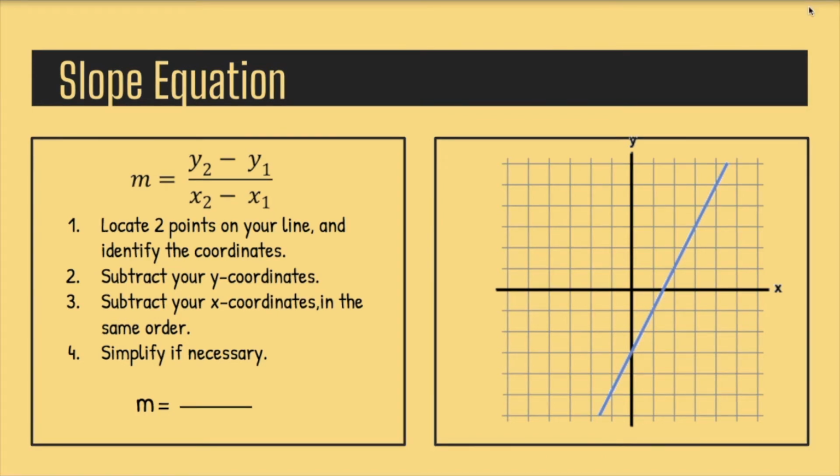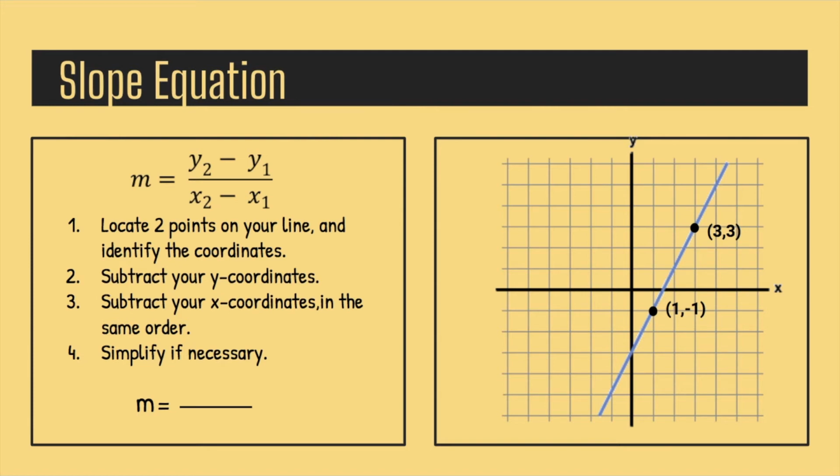And it is important to remember that your coordinates must correlate. So if you start off with your first point on the top, you must start off with your first point on the bottom. So let's go ahead and pinpoint the same points on our graph again. We have (1, -1) and (3, 3). So let's go ahead and make (1, -1) our x1 and y1.